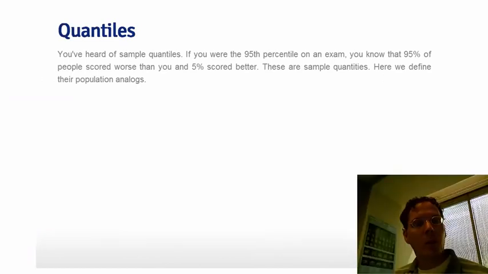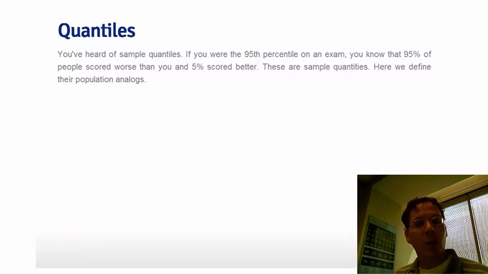You've already heard of sample quantiles. For example, if you scored the 95th percentile, which is the 0.95th quantile, on an exam, you know that 95% of the students scored worse than you and 5% scored better. These are the so-called sample quantiles. We're going to define their population analogs.